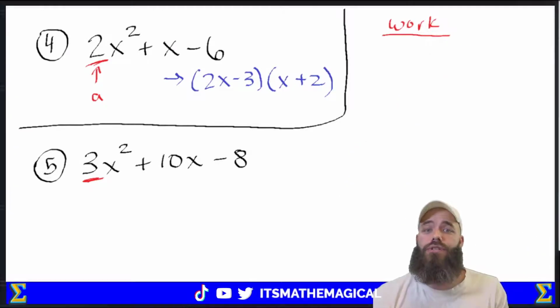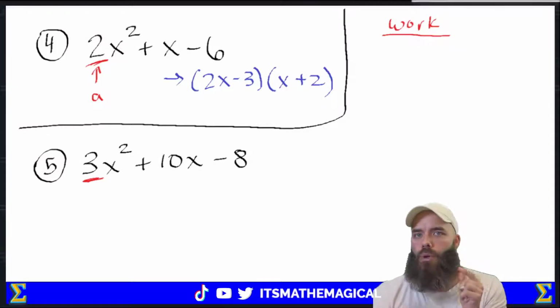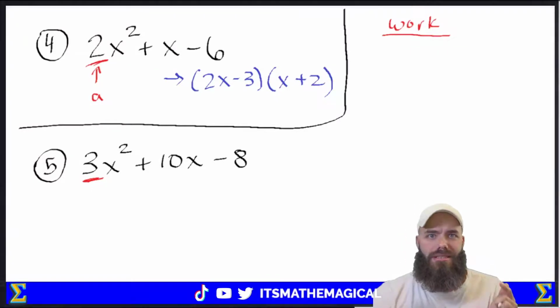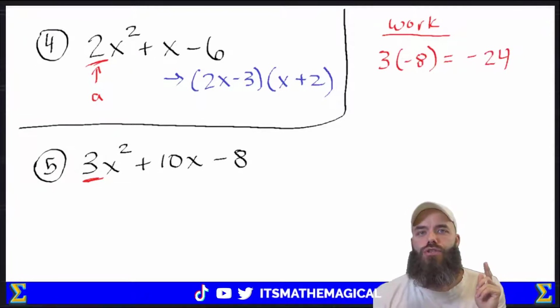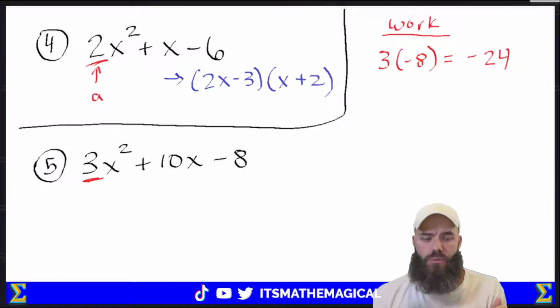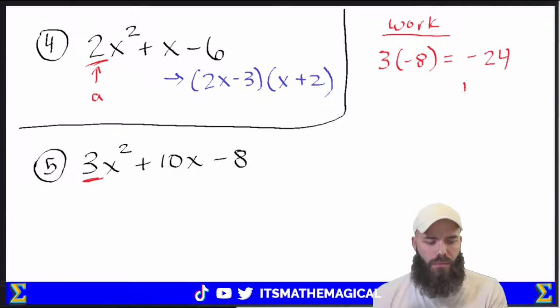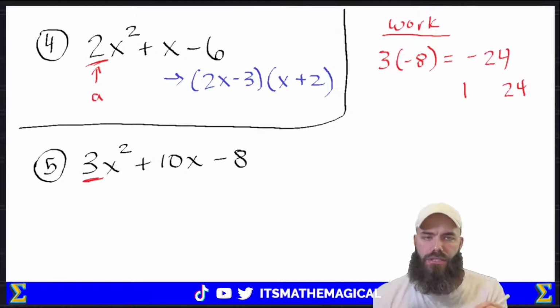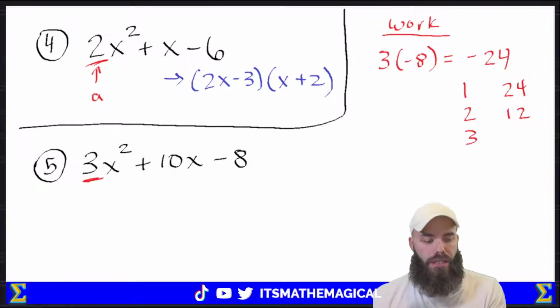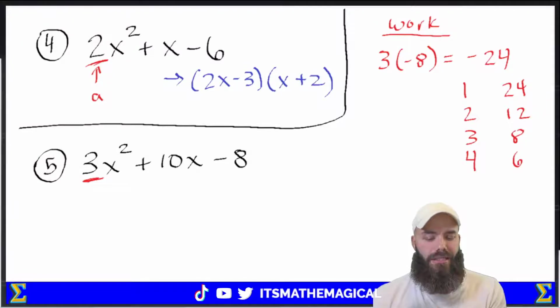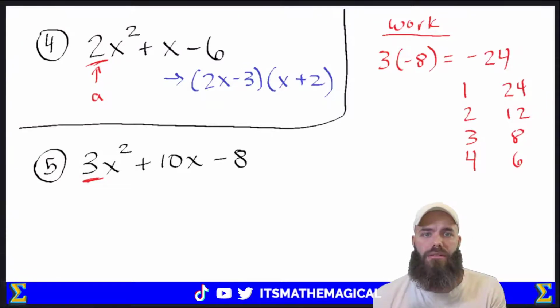All right, number 5, 3x squared plus 10x minus 8. Multiply the a times the c. So 3 times -8, -24. Find pairs of numbers that multiply to give you 24. Always start with 1 and the number itself, and then just continue to think, okay, 2 and 12, 3 and 8, 4 and 6. Those are the only pairs.